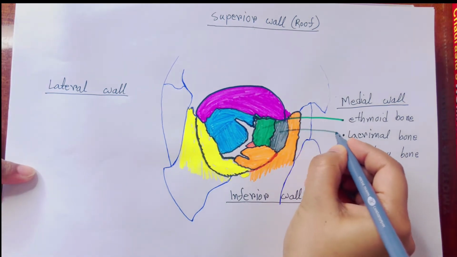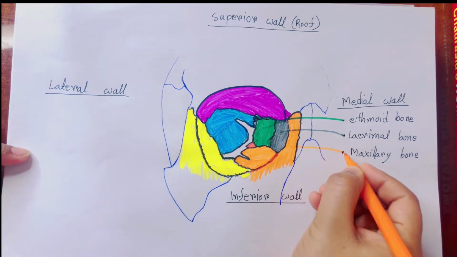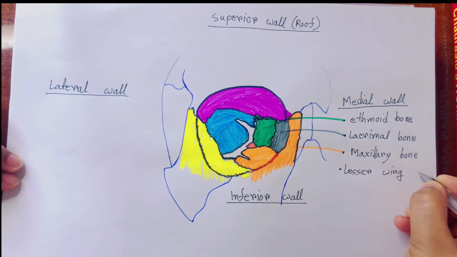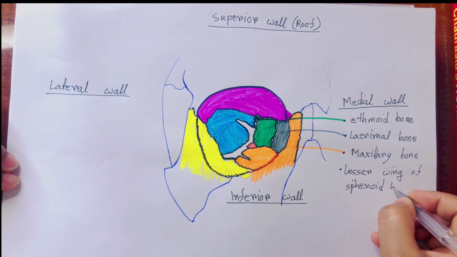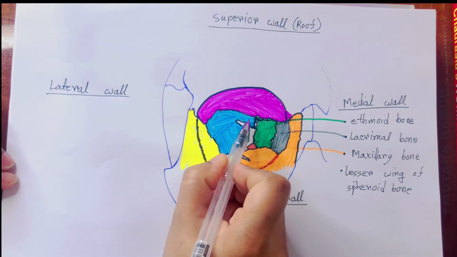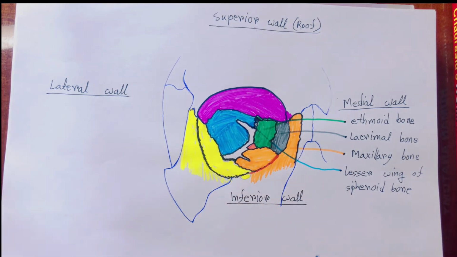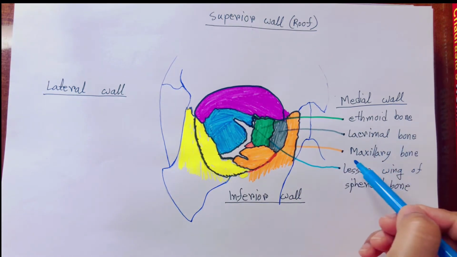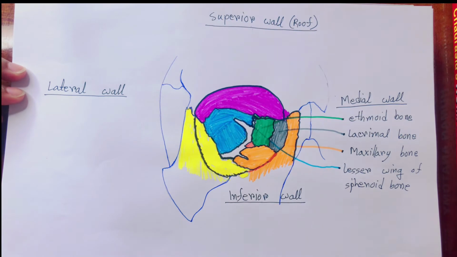Gray color bone, this is lacrimal bone. Then orange color, this is maxilla. And lesser wing of sphenoid bone posteriorly. So this is the lesser wing of sphenoid bone. So we can see 4 bones make the medial wall, and these are ethmoid bone, lacrimal bone, maxillary bone, lesser wing of sphenoid bone.